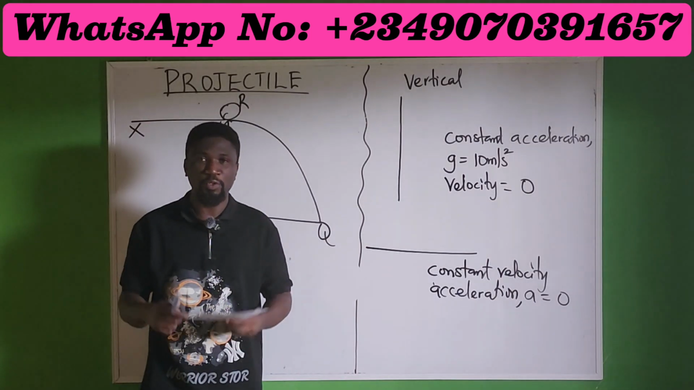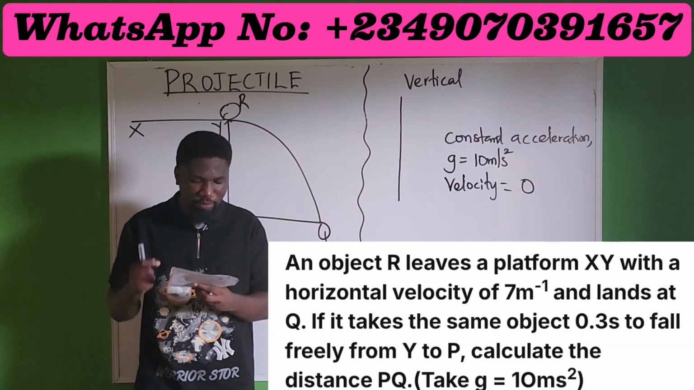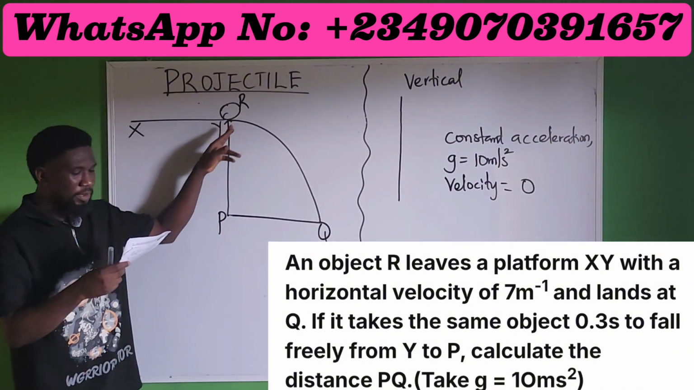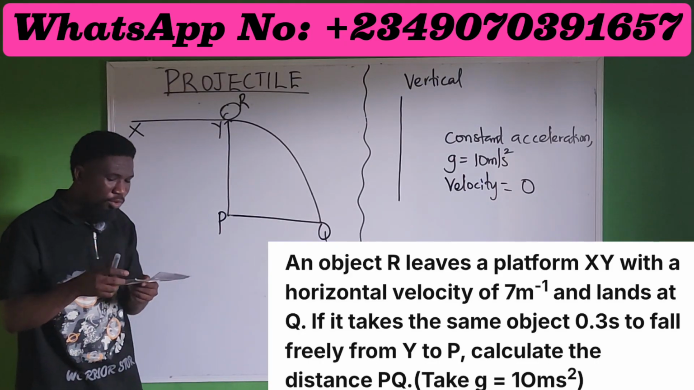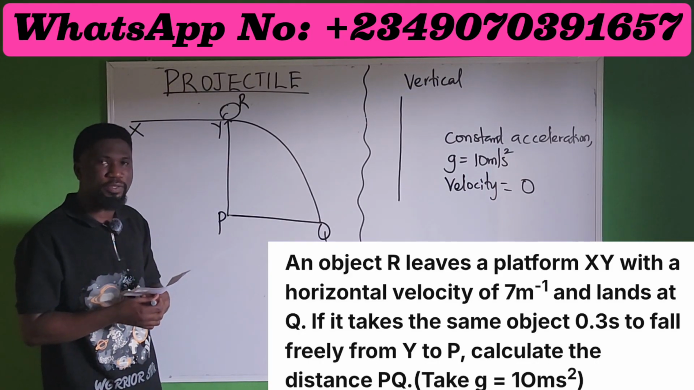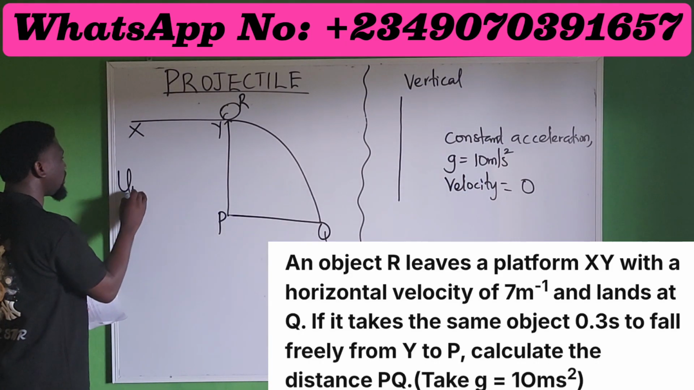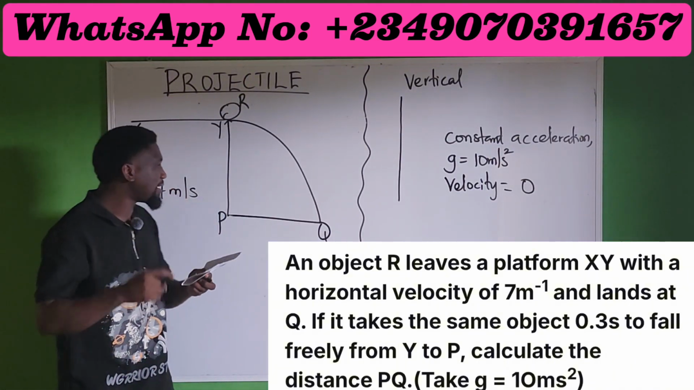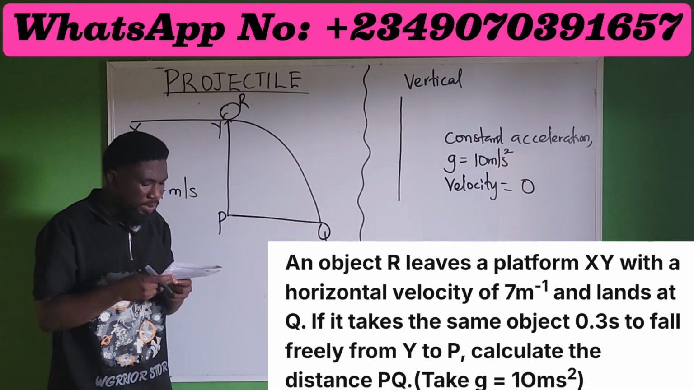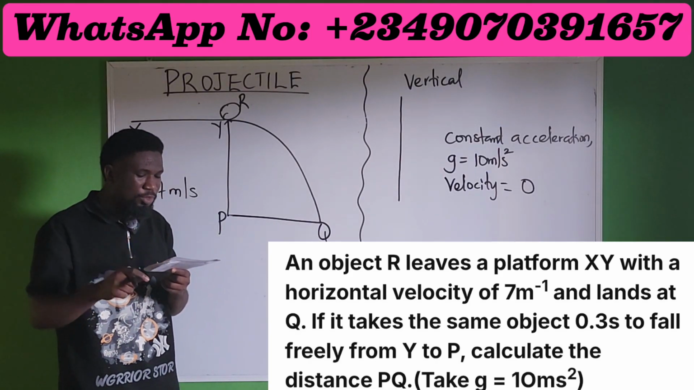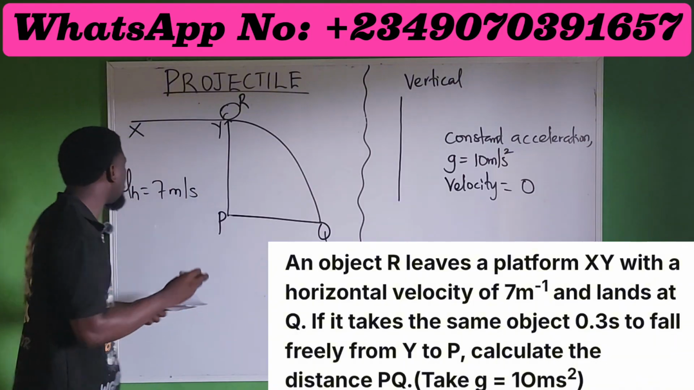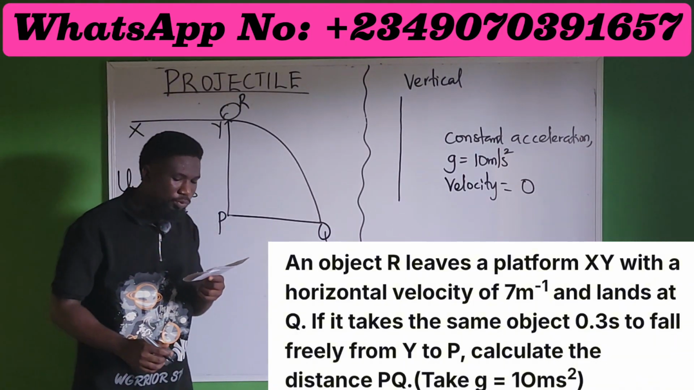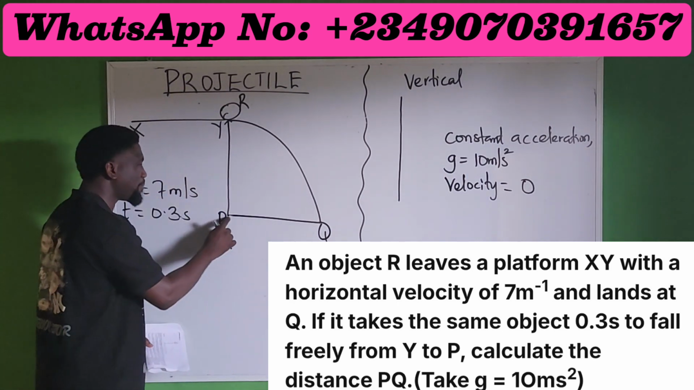Thank you very much. So for the next question, it says, an object R leaves a platform XY, just like we have here now. This is the object R, leaves a platform XY with a horizontal velocity of 7 meters per second. So the horizontal velocity is 7 meters per second. And lands at Q, lands here. If it takes the same object 0.3 seconds to fall freely from Y to P, so the time there is 0.3 seconds. Calculate the distance PQ.